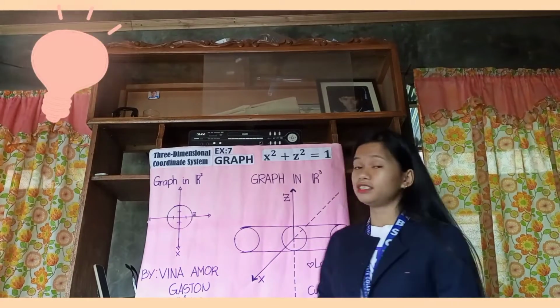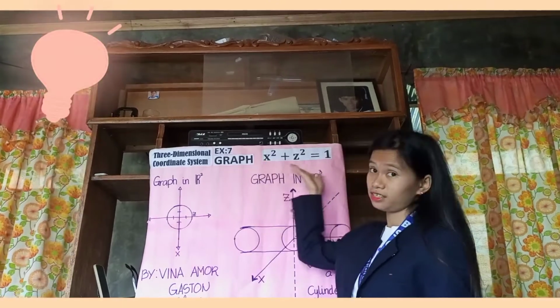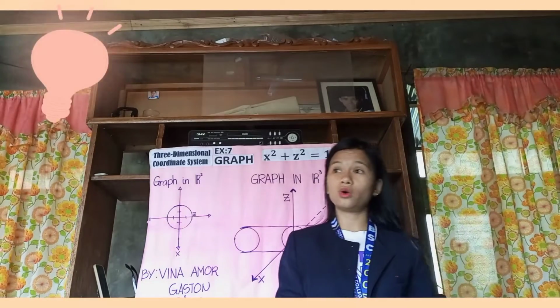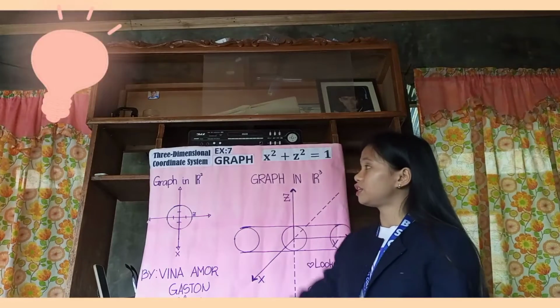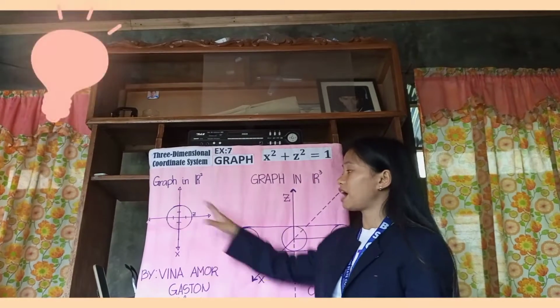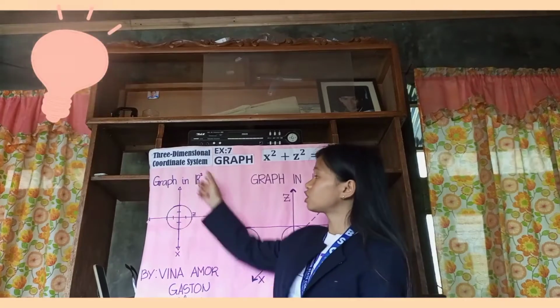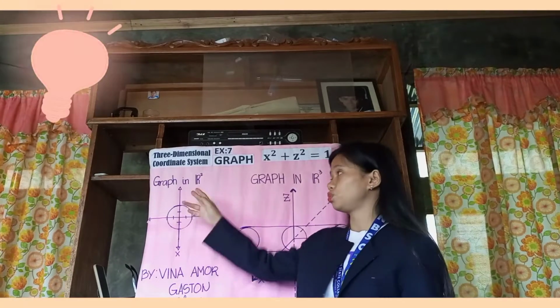So for us to have an easier way to graph this equation, this is actually based on the video and I just follow how it goes. So let us first try to graph it in two space. So now, graph it in R squared. R squared here is read as two space.